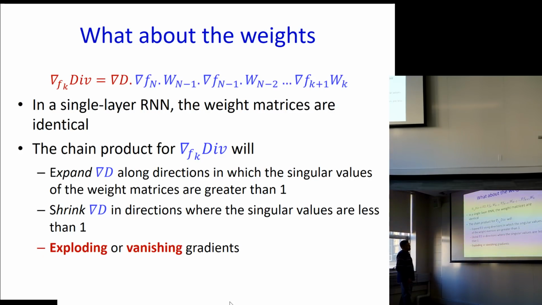But then there's a second component, which are the weights matrices. In a single layer recurrent network, for instance, the weight matrices are all going to be identical. So the chain product for the divergence is going to expand the divergence along the directions in which the singular values for the weight matrices are greater than 1, and it's going to shrink the divergence along the directions where the singular values are less than 1. If you ignore the effect of the Jacobian and consider only the weights matrices, then any component of the initial divergence in directions where the singular values are greater than 1 is going to keep expanding and rotating around till the whole thing blows up. On the other hand, in the directions where the singular values are less than 1, it's going to keep shrinking till the whole thing disappears.